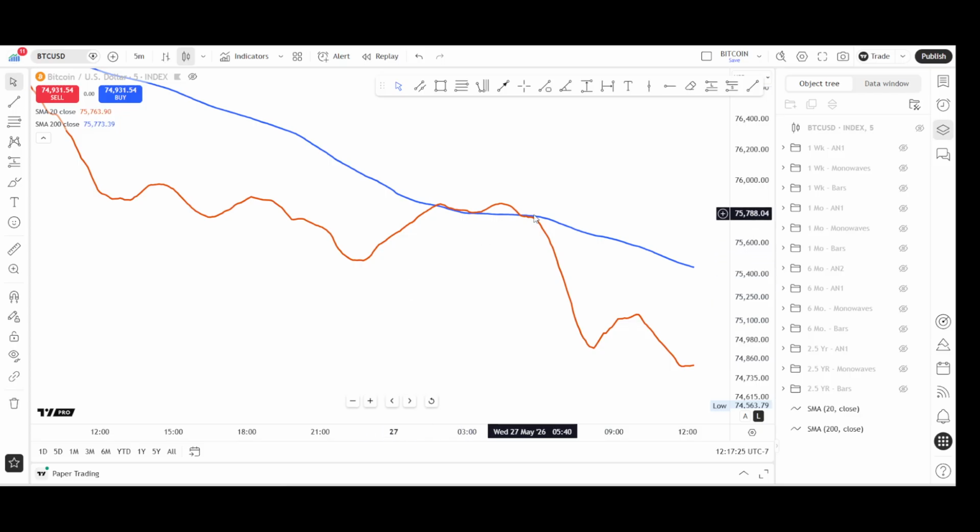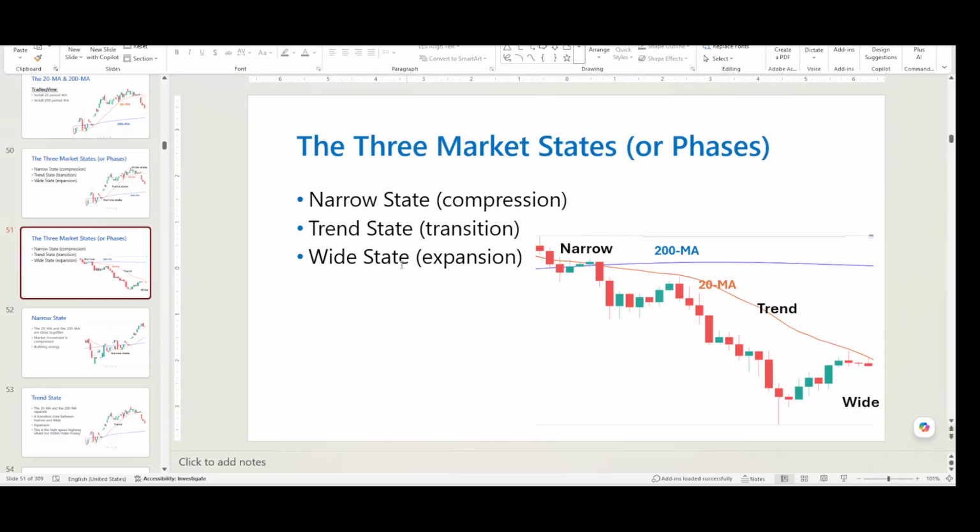And as the market moves away, as the 20 moves away from the 200, this is what we would call a wide state as it moves out here. The transition from narrow to wide is the trend state. So we have these 3 states. We have narrow here. We have trend, which is the 45-degree angle that's moving away from the 200. That's our trend state. And then we have wide, as it goes away, away, away.